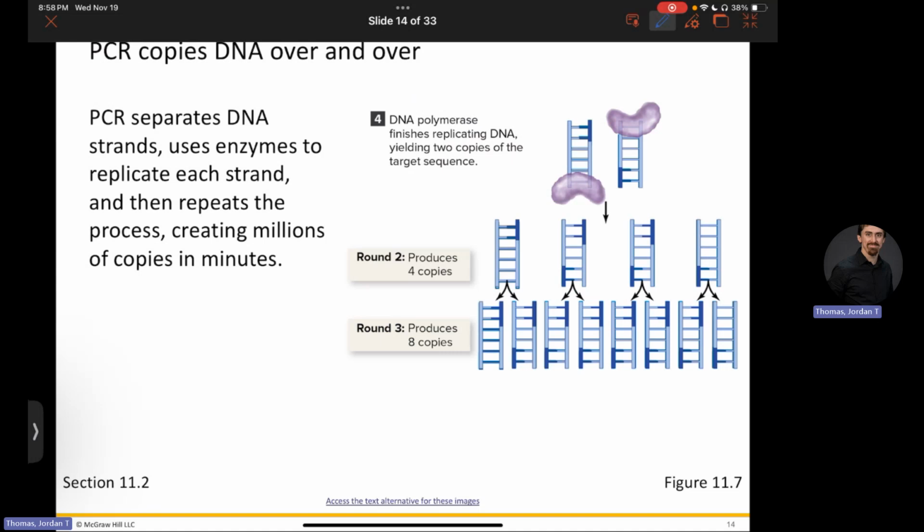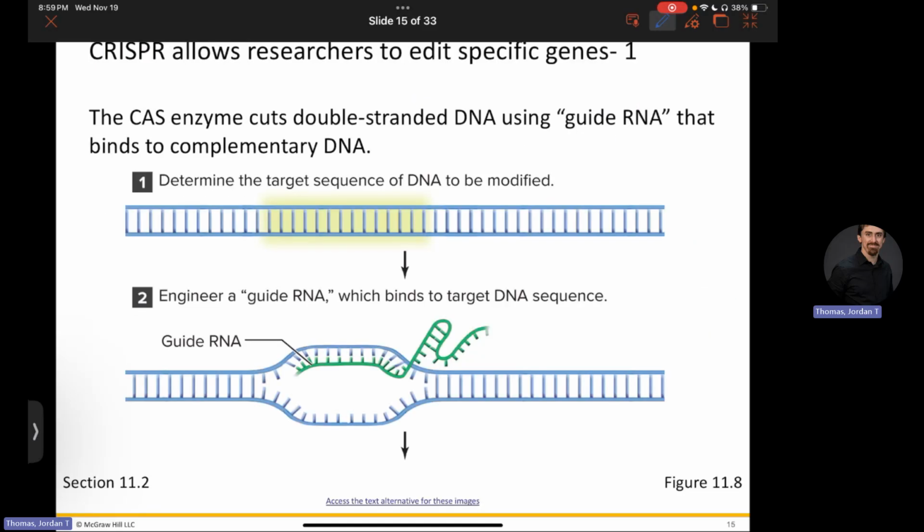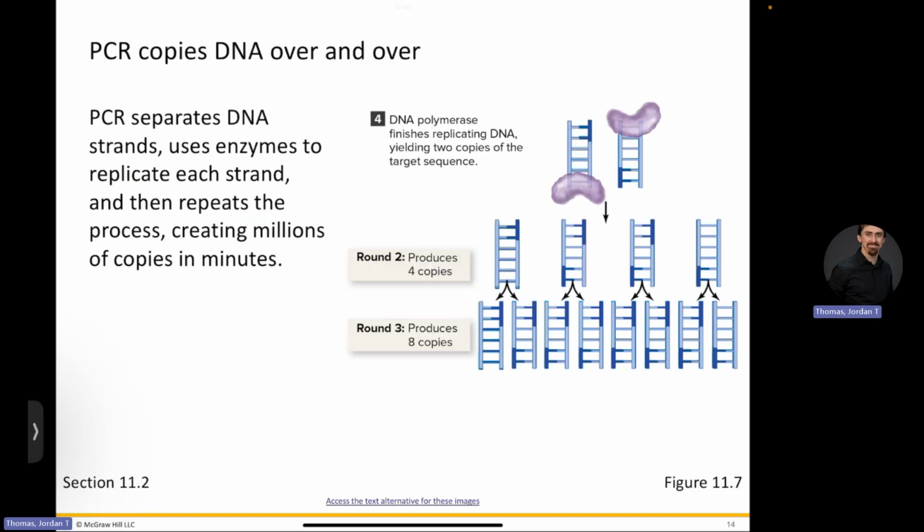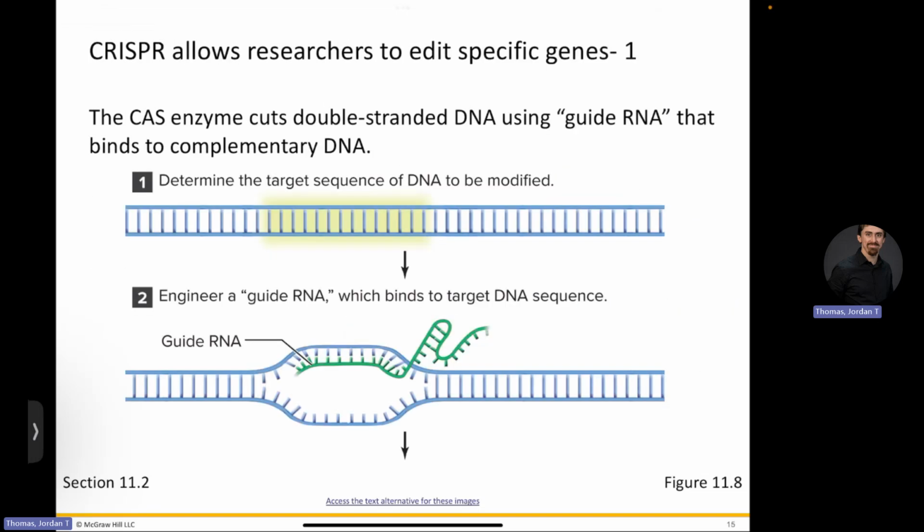PCR separates DNA strands, uses enzymes to replicate each strand, and then repeats the process, creating millions of copies in minutes. So in PCR, you can take a very small DNA sample and replicate that DNA over and over again until you get a large amount of it. And that's why PCR is so useful, because you can start with a small amount of DNA and then end up getting a large amount of that same sequence. We're going to see why this is important in a second. But I want to transition to something else first.